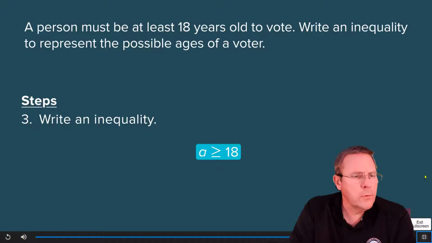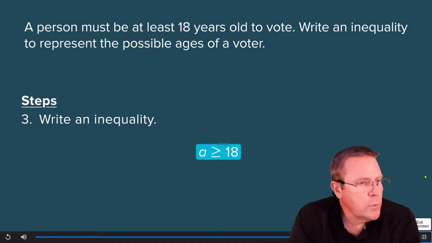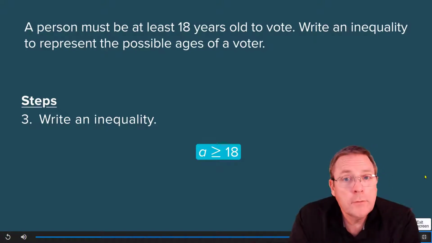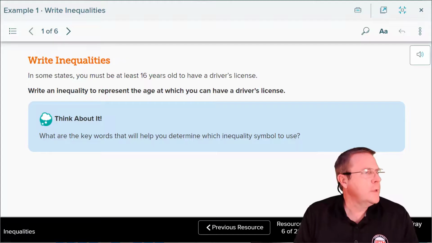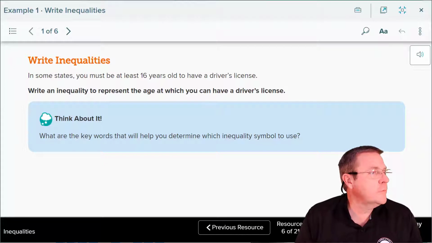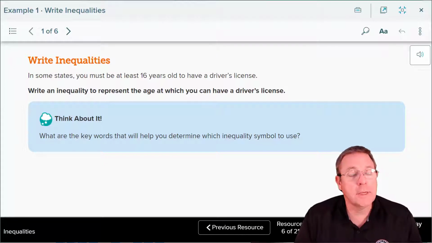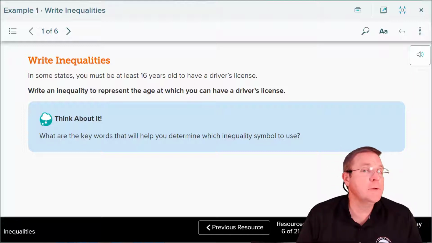Well, I think you'll agree with me that that is very similar to what we have been doing in our previous lessons, so let's get on with it and actually start applying some of this stuff. And so we have example 1 that says, in some states you must be at least 16 years old to have a driver's license. I think that's most states. Some states even have to be older. Write an inequality to represent the age at which you can have a driver's license.